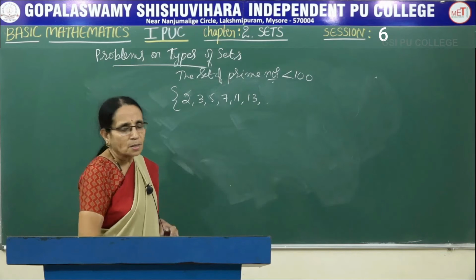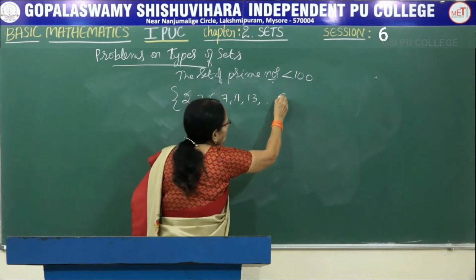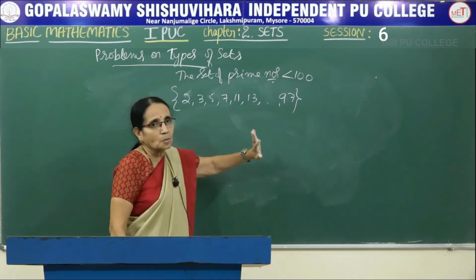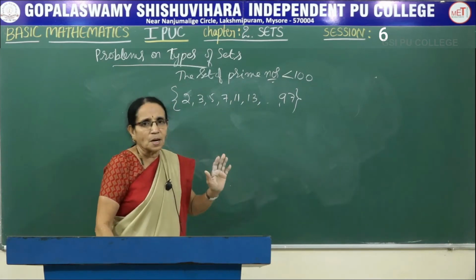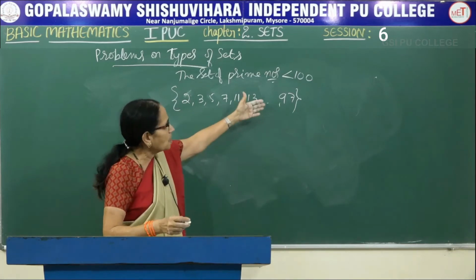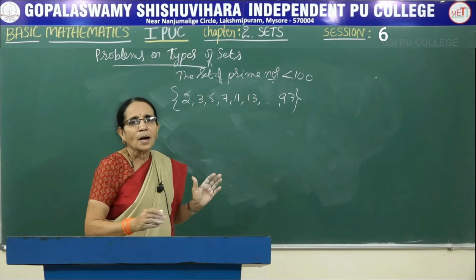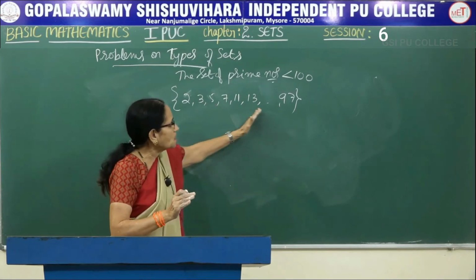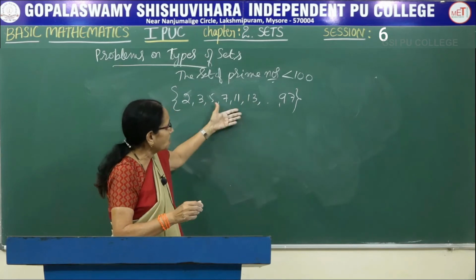Okay. Now, the last number would be, say, 97. See, these elements need not be written. Less than 100 means it is fixed. We start with 2, and any number less than 100 means we will be having an exact number of elements belonging to that set. You need not write all the elements here. If you write, it's well and good.